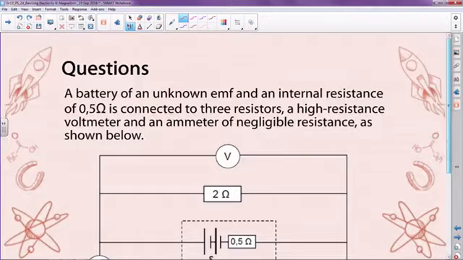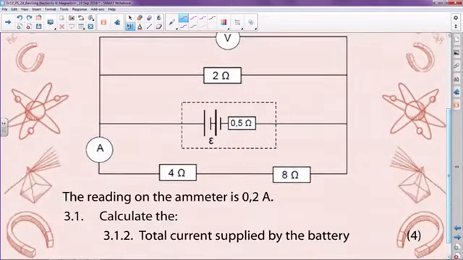So, next question. What I'm going to do here is write in the information I know. This is 0.2 amps. I've just worked this out to be 2.4. Now you need to calculate the total current supplied by the battery. I want I total. I'm giving you 2 minutes, and your time starts now.